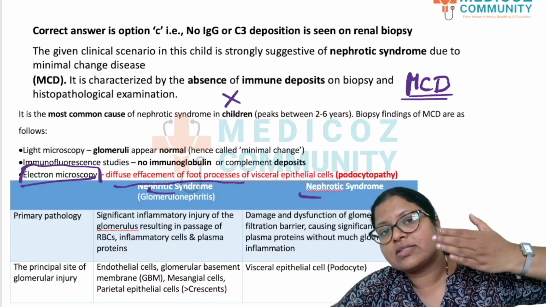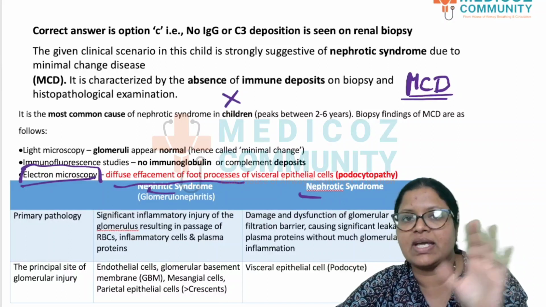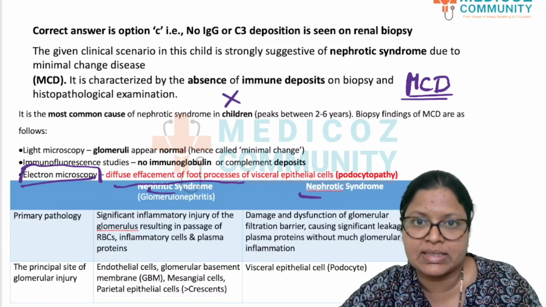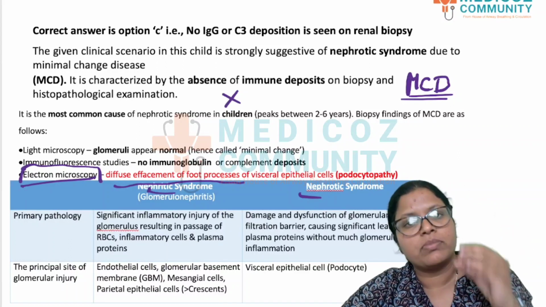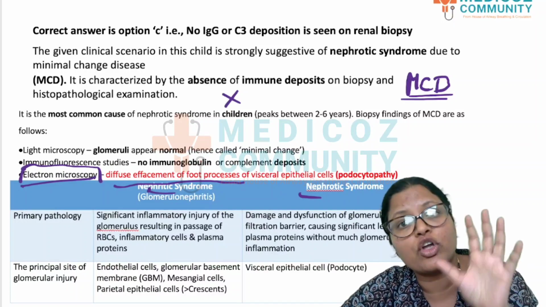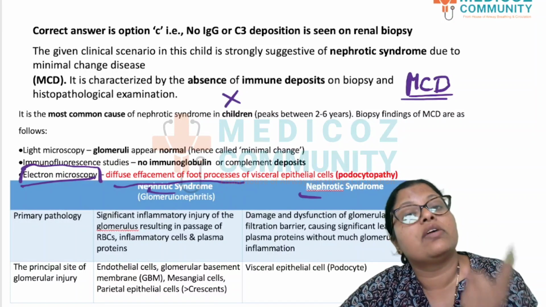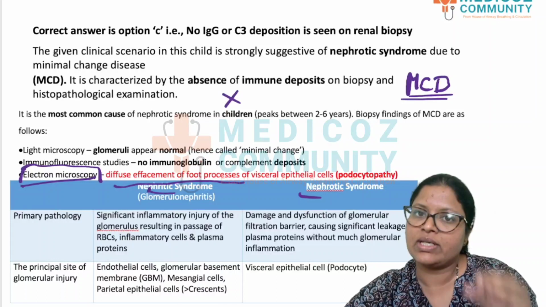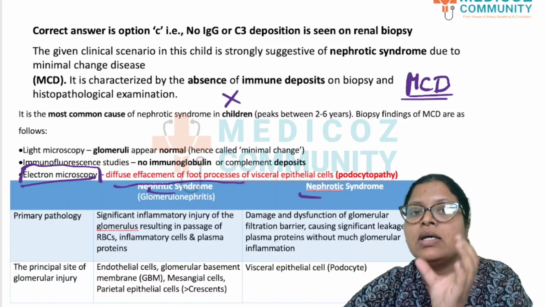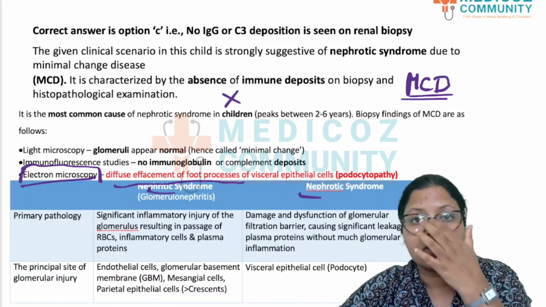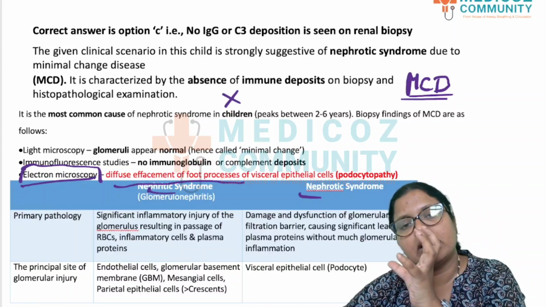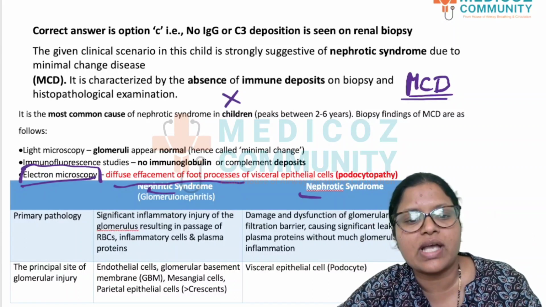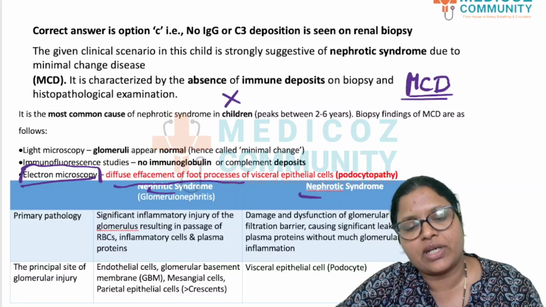Nephritic and nephrotic syndromes are syndromes. They are not glomerulonephritis. For example, your minimal change disease is a type of glomerulonephritis, but it presents with nephrotic syndrome. Nephrotic syndrome is a syndrome. It's a number of symptoms which form a syndrome. So what is happening in nephritic syndrome?